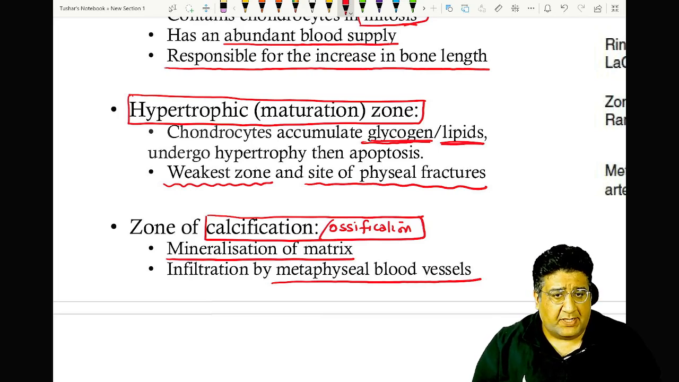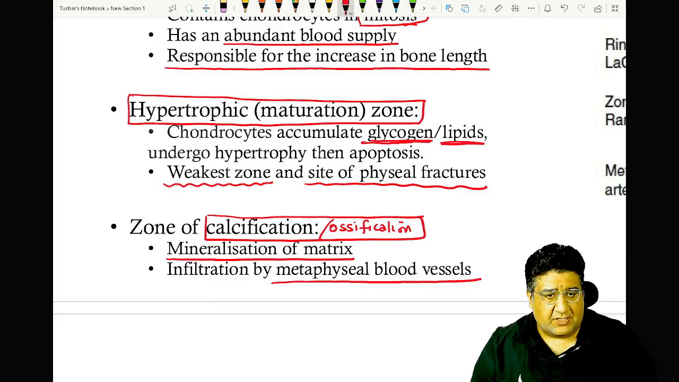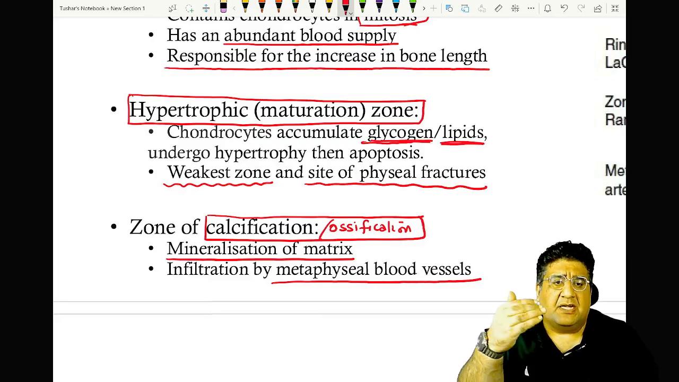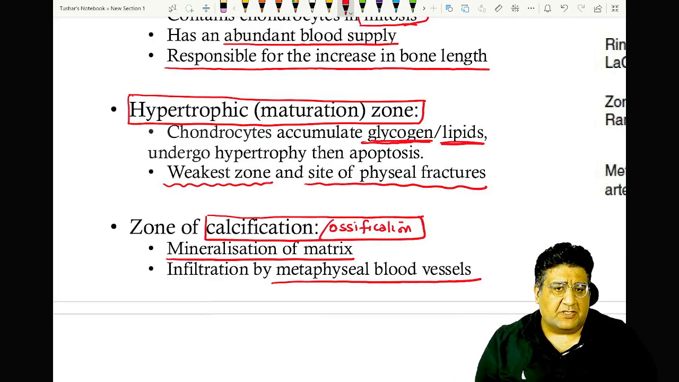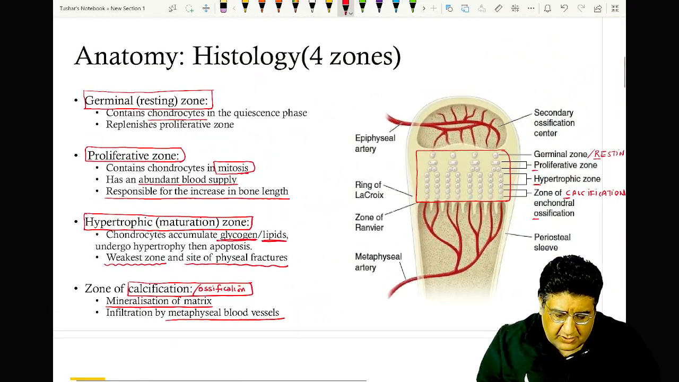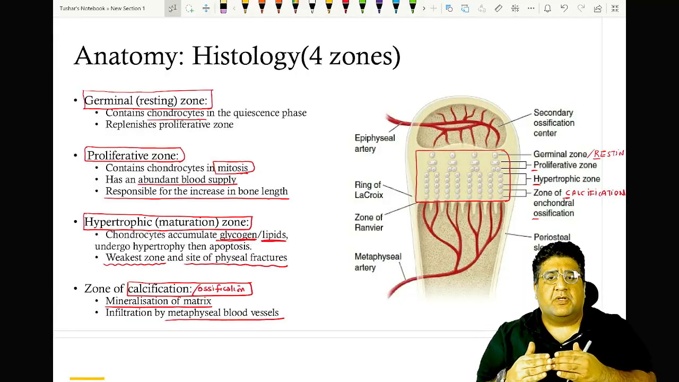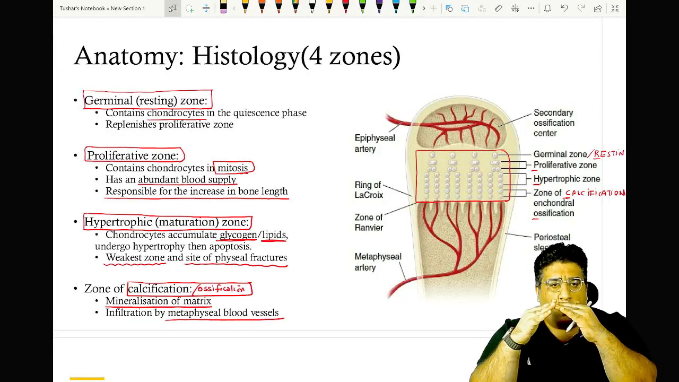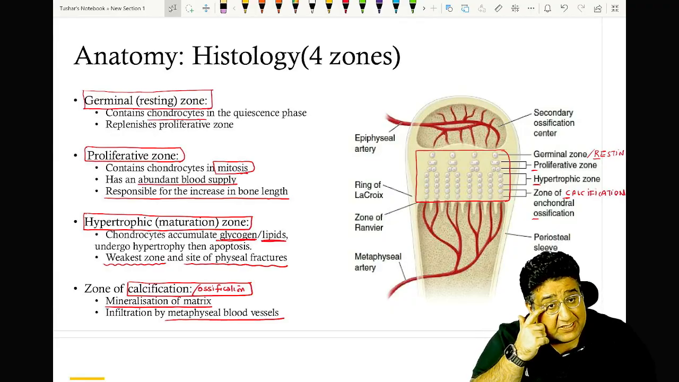metaphyseal bone. All right. Now please be attentive, this is when you can have disorders like rickets. This is when you can have disorders like osteomalacia, although osteomalacia happens in skeletally mature women. So this is when you have disorders like rickets. So not only have I shown you the layers of the growth plate, but I have tried to cover which disorders affect what. I hope I have made myself clear.